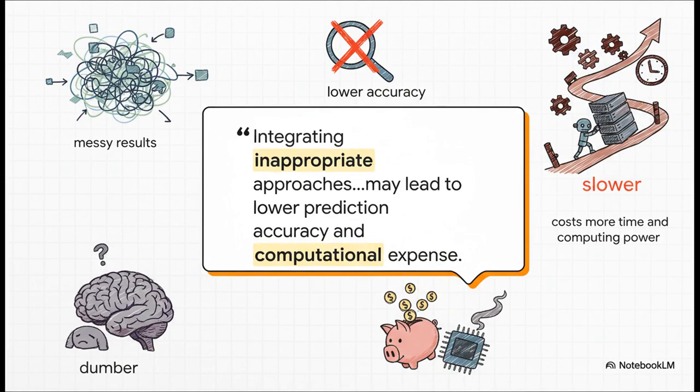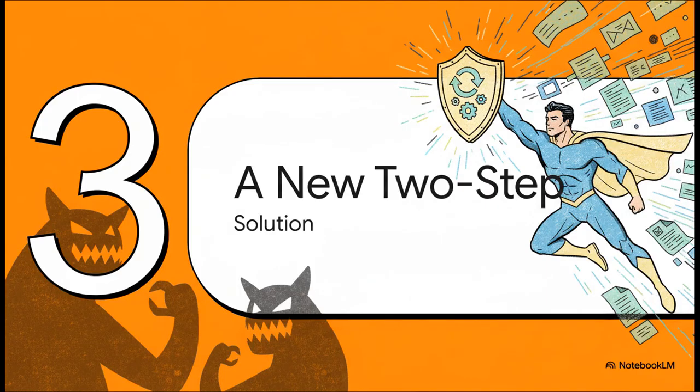And getting this wrong has very real consequences. As researchers pointed out, using the wrong tools doesn't just give you messy results, it actually leads to lower accuracy and costs more time and computing power. You end up with a system that's both dumber and slower, the worst of both worlds. So, to fight these two villains, researchers came up with a really elegant new two-step solution.